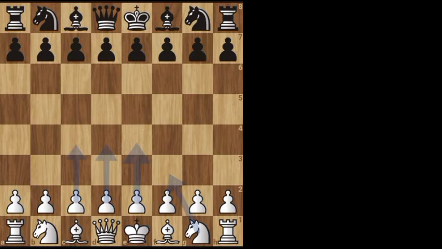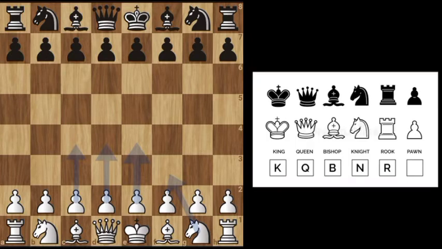All right. The knights, the rooks, the queens, the bishops, and the kings all have a letter to represent them on the chessboard. The rooks are represented by the letter R, the knights by the letter N, the bishops by B, the queens by Q, and the kings by K. The pawns, however, are not represented by any letter. There is no symbol. They're only represented by the square that they occupy on the chessboard.